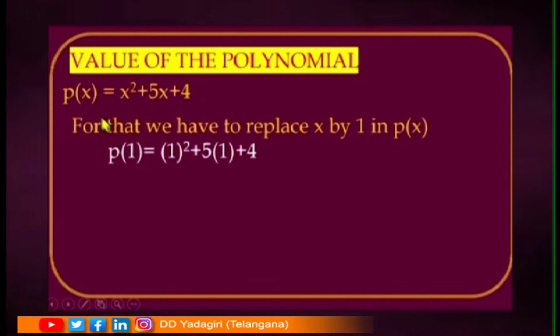So p of 1, if you find out in place of x it is 1. So 1 square plus 5 into 1 plus 4. So 1 square is 1, 5 into 1 is 5 and 4. So it is 1 plus 5 plus 4.